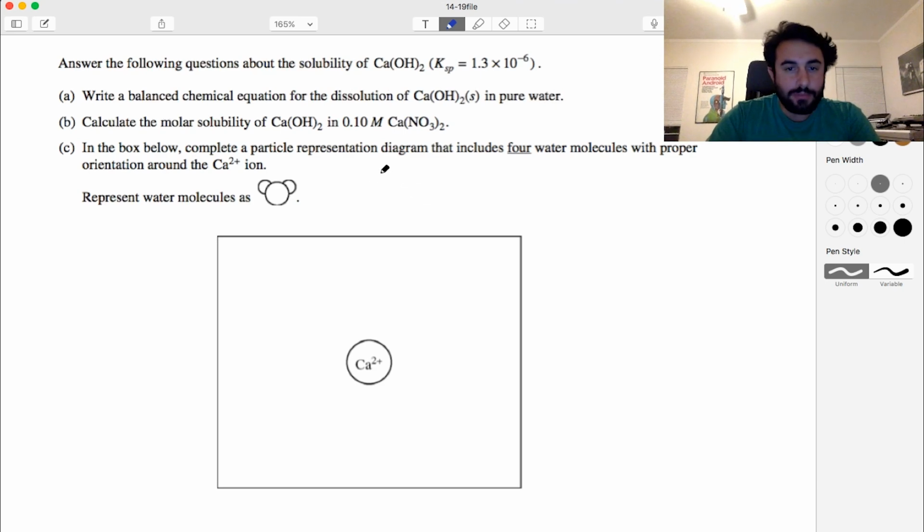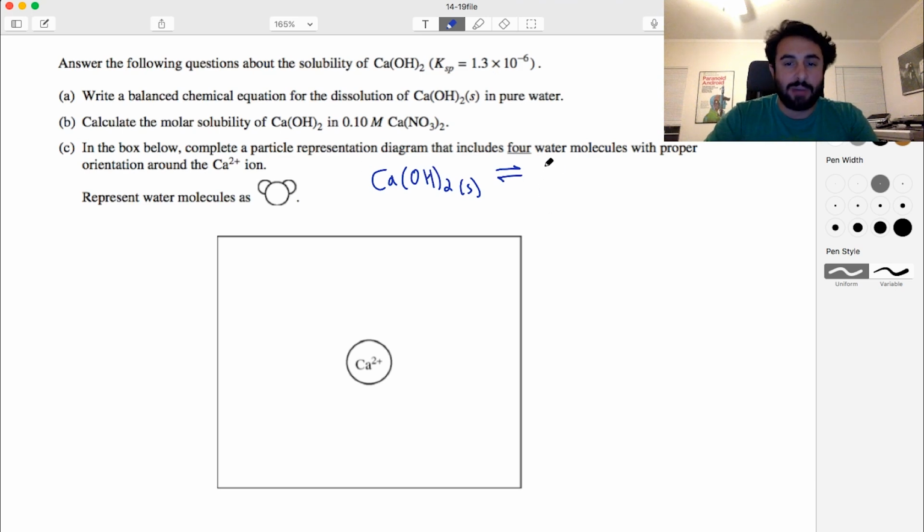So, dissolution, we've got Ca(OH)2 solid. This is going to be an equilibrium, right? We've got a K value, so that means this is an equilibrium. And this is a dissolution, so the ions are coming apart.